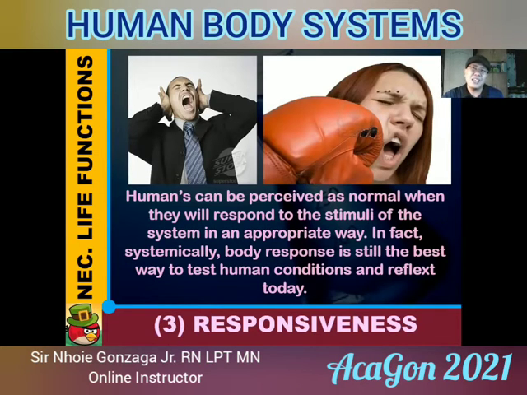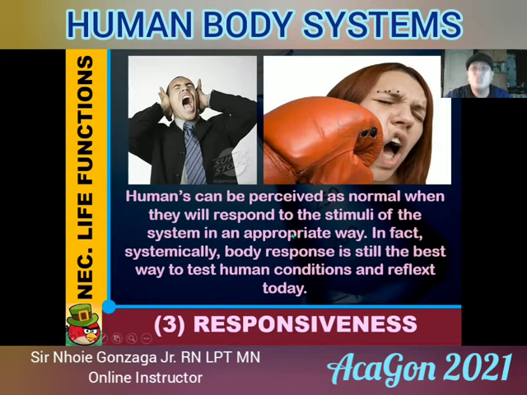Number 3, responsiveness. Okay? This is the ability to react correctly. If the systems are functioning very well, man will be able to react correctly, to react firmly, and to react in the right manner and timing. Humans can be perceived as normal when they will respond to the stimuli of the system in an appropriate way. Meaning, if you are spanked, you feel pain. You don't laugh. Because if you are spanked and you laugh, then the response is wrong.